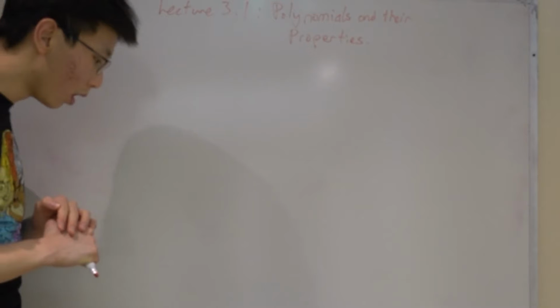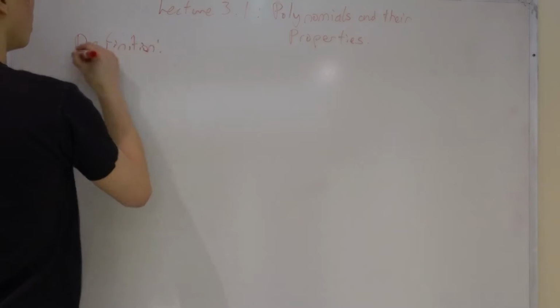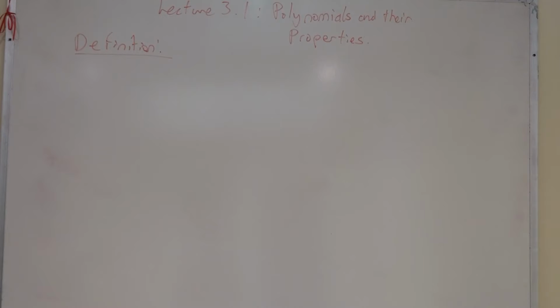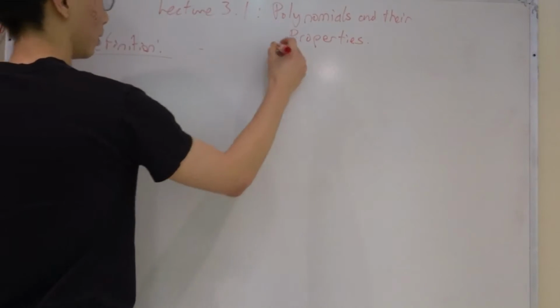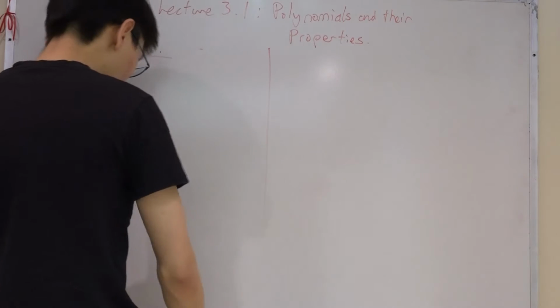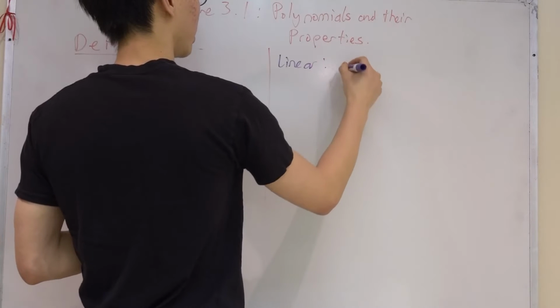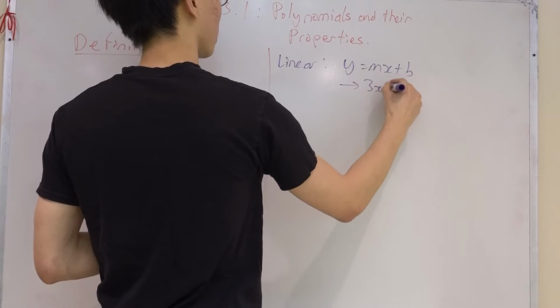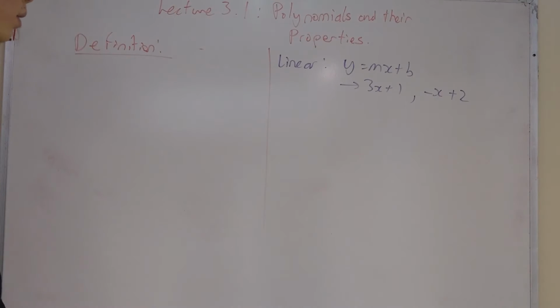All right, so let's go over the definition first of a polynomial. Before we go through the actual definition, all I want to do is give you some examples of things that you've seen that are definitely polynomials. So, for example, you've seen linear equations, right? So let me just put a line here. And we'll go through some linear equations, so for example, anything in the form y equals mx plus b, so like 3x plus 1 or minus x plus 2. Those are all polynomials, okay?